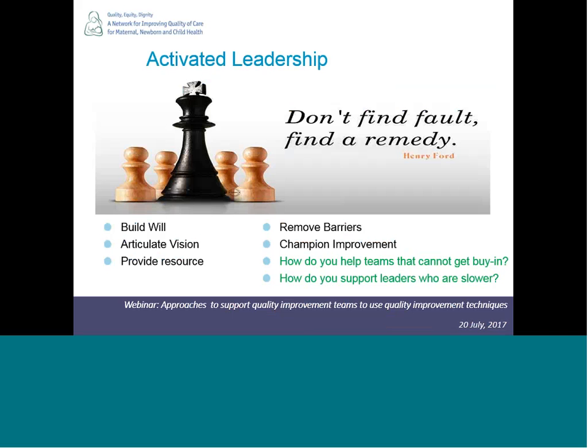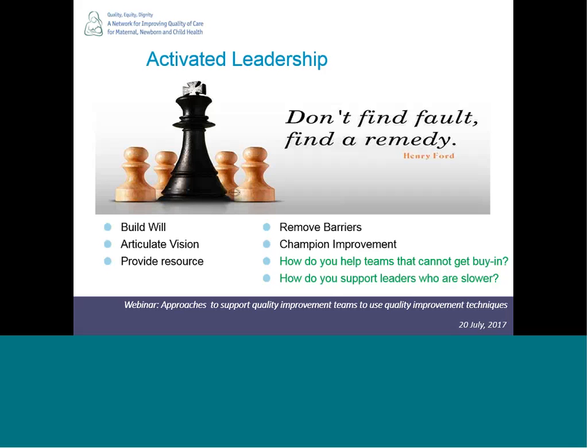So one key approach that helps to support the QI teams in whatever work that we do is to have leadership buy-in, to have leaders who understand what needs to happen and are activated, and they have to work with these teams. So the key roles of these leaders, basically you want them to make sure that they can build will in these teams. They can talk through the vision and what needs to happen about the changes that you want to do, or the improvement work that needs to happen.